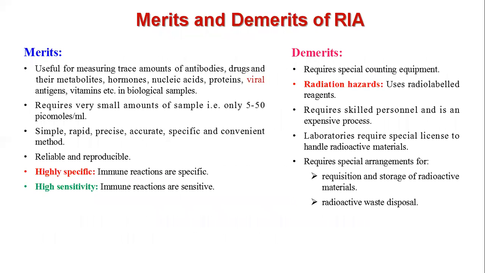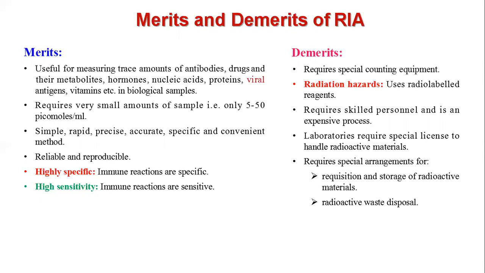So what are the merits and demerits? The merits are that this test is reliable and reproducible, highly specific, highly sensitive, simple, rapid, precise, and accurate, and we need only a very small amount of sample; 5 to 50 picomole per ml of sample can be traced. And it has versatile use, in the case of antibodies, drugs, metabolites, hormones, nucleic acids, proteins, viral antigens, and vitamins. In all sorts of cases, even a very negligible amount present in your sample can be detected. So it has versatile use.